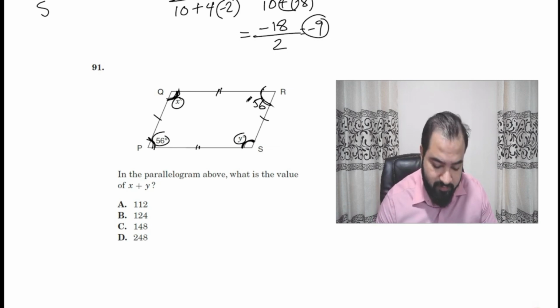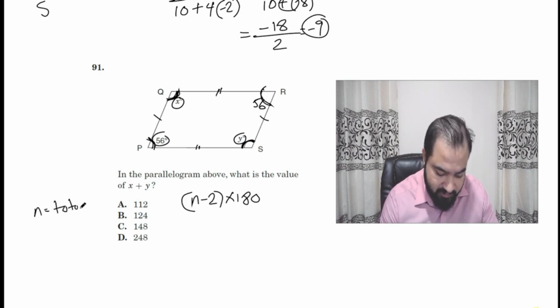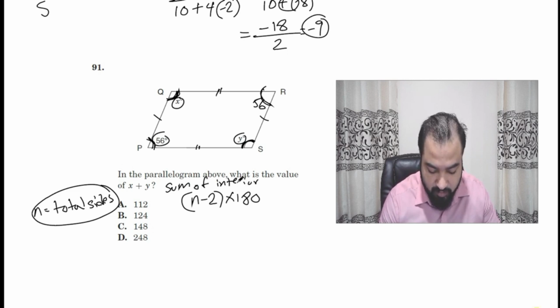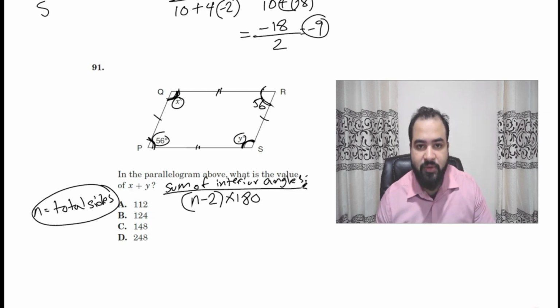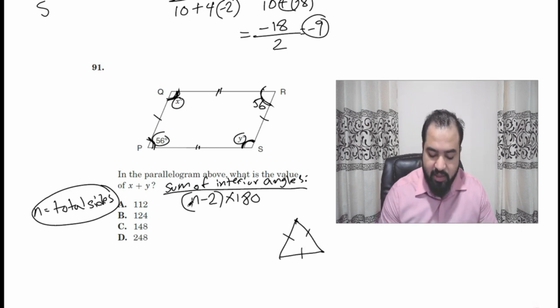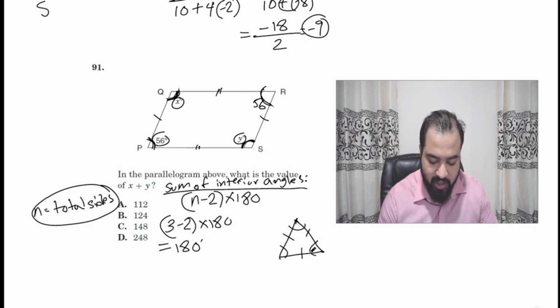So we actually have a formula, which is n minus 2 times 180, where n stands for total sides. This formula we use to find the sum of interior angles. Interior means the angles that are inside the shape. For example, let's say we have a triangle. A triangle has three sides, right? So n is 3. So 3 minus 2, which is 1, times 180, which is 180. That's why the three angles of a triangle add up to 180 degrees.